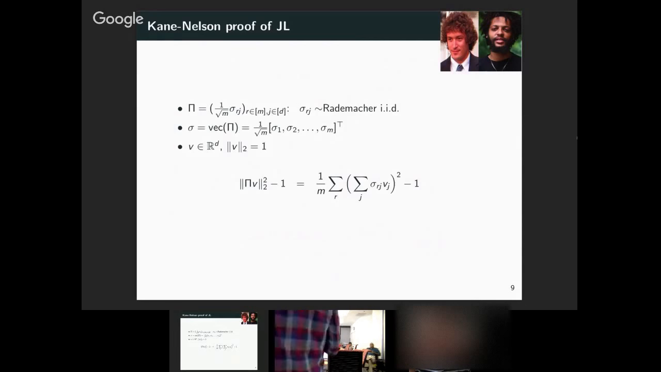Now, for notational purposes, this is the random object I want to study. It's a matrix, and I want to write it as a quadratic form, so I need to write it in vector form. And to do that, I'm basically just stacking the rows of this matrix. And that's what I defined as sigma. It's just a vectorized version of pi.